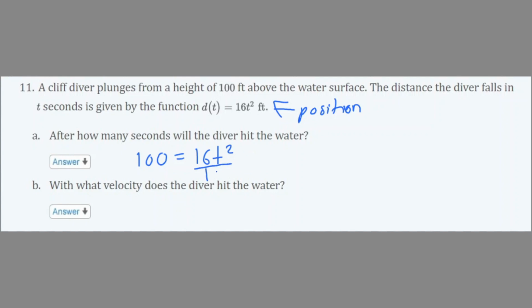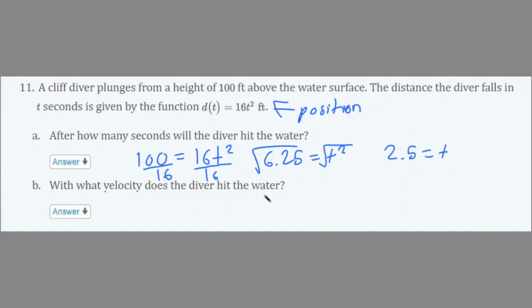And first we would divide by 16 on both sides, which would give us 6.25 equals t squared. Now you can use your calculator for this, but if we take the square root of both sides, the square root of 6.25 is 2.5. So 2.5 is equal to t. So basically it takes the diver 2.5 seconds to reach the water when it's 100 feet above.